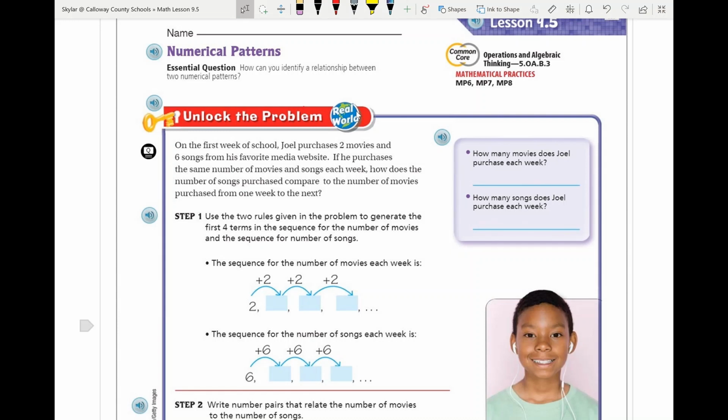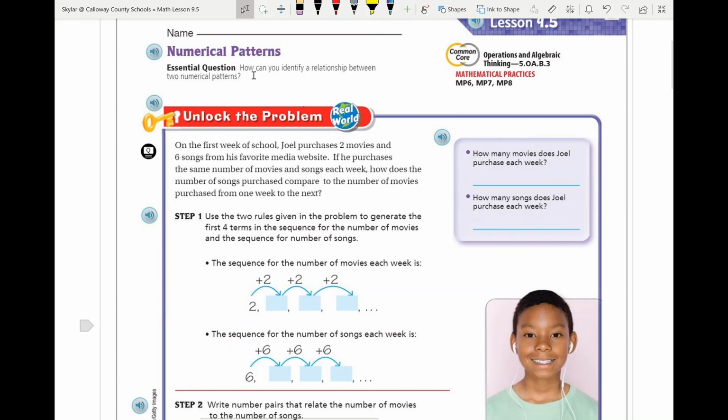Back, Laker Gang. Today we are going to be working on numerical patterns. So numerical just means having to do with numbers, and we know what patterns are. We're just working with number patterns, and specifically we are finding a relationship between two different number patterns.